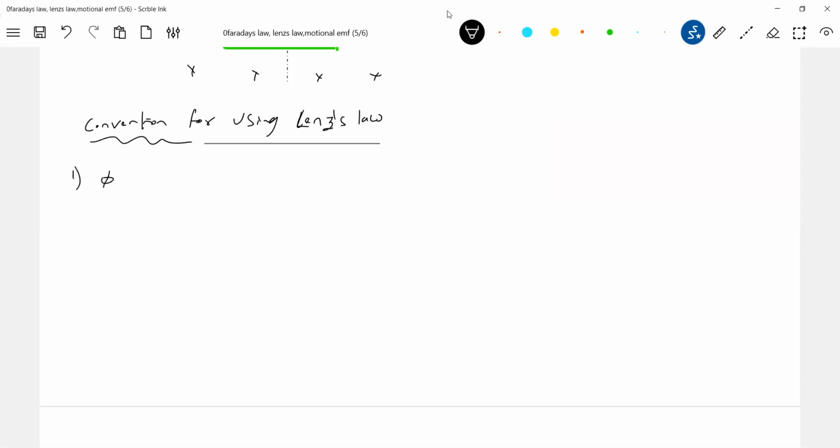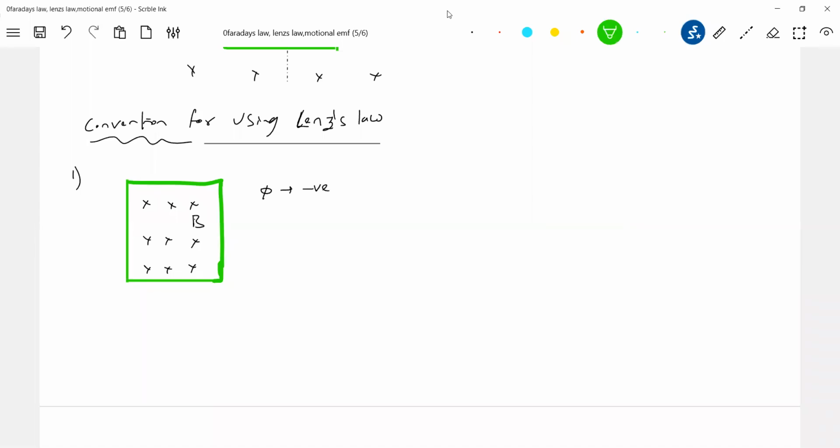If the flux is directed into the plane. There's a loop, and if the magnetic field is directed into the plane, then the flux linking the loop is taken to be negative. I'm saying it's a convention.